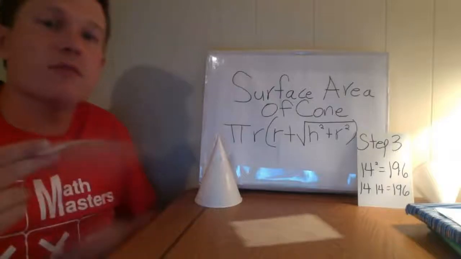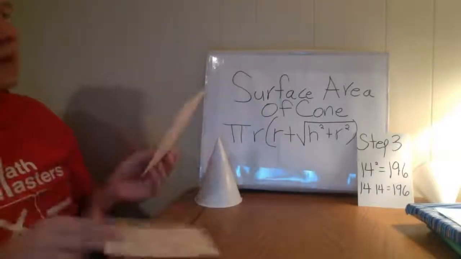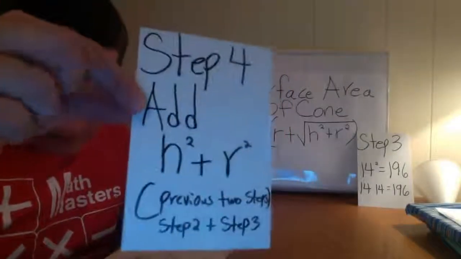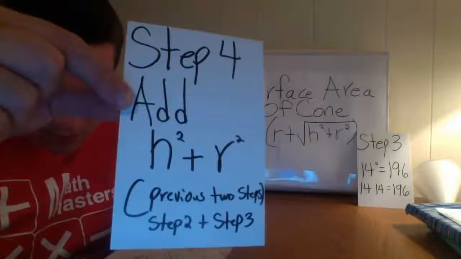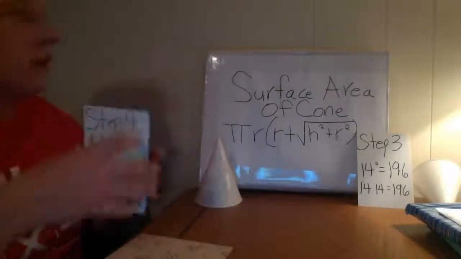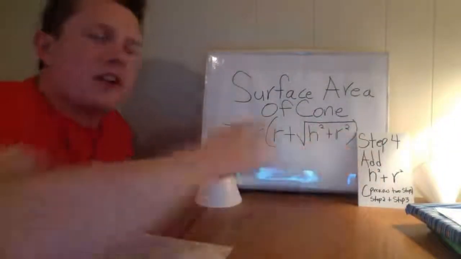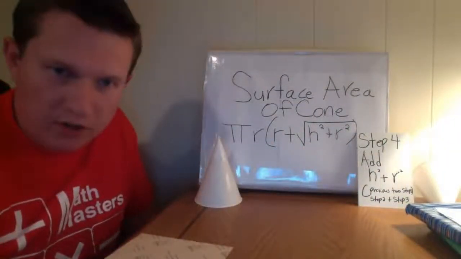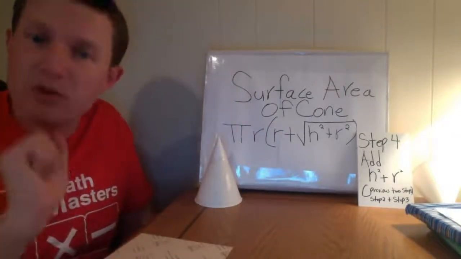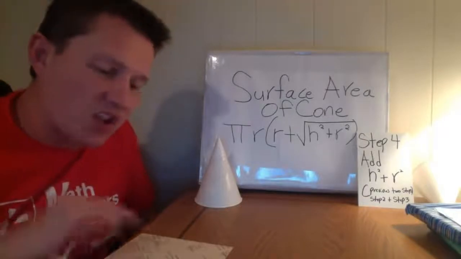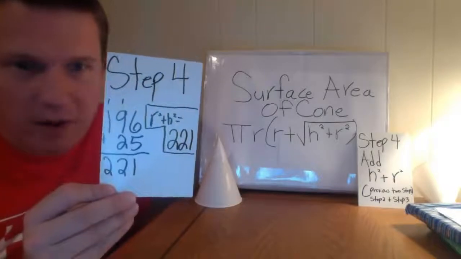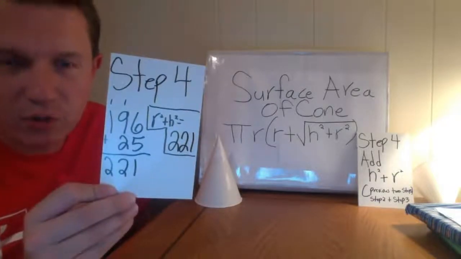Step number 4. Gets tricky now. You're going to add height squared plus radius squared. These are the previous 2 steps. We just did them. And if you recall, the radius was 5. Radius squared was 25. The height was 14. The height squared was 196. I now find the sum of those two numbers, 196 plus 25. Feel free to check my math if you will. 221 is what I get.